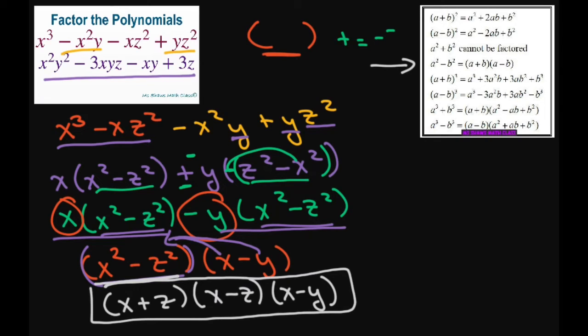Now let's do the second one. It's also factored by grouping. It's a little easier actually. So you might want to try this one on your own. See what you can group together. You have to do a little bit of a mental look at it.